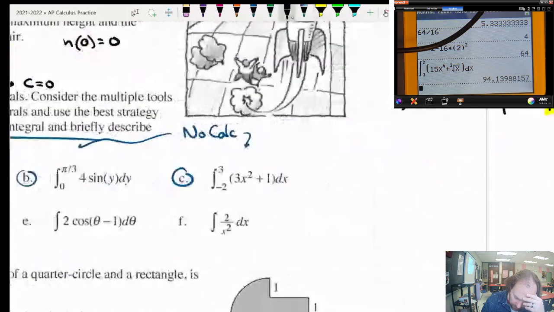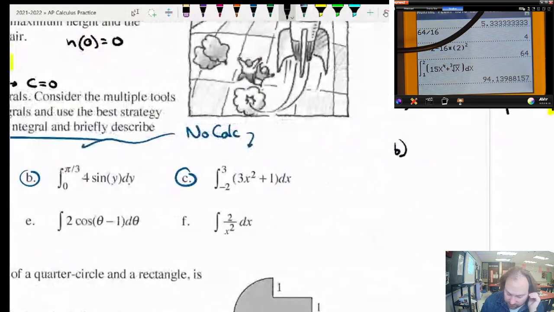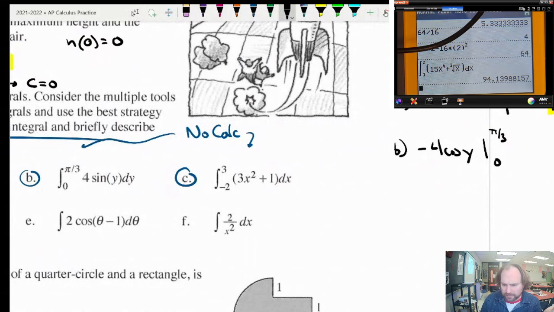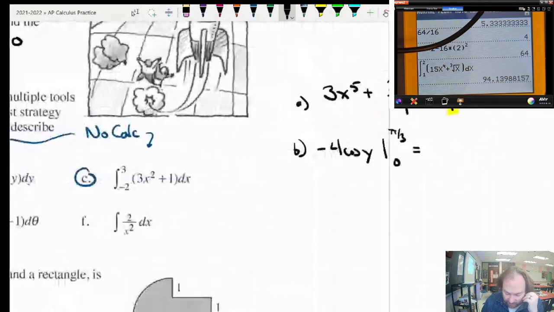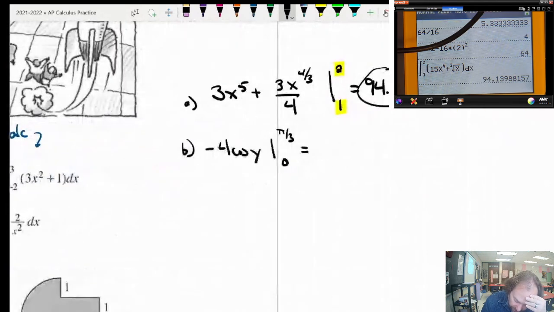We can do question B without a calculator. At least we can set it up. The antiderivative here would be -4 cosine of y, evaluated from pi over 3 to 0. Actually, that's really simple. Let's do that without a calculator. Because the derivative of cosine is negative sine, so you need the negative sign there. So this is -4 cosine of pi over 3 minus, in parentheses, -4 cosine of 0.